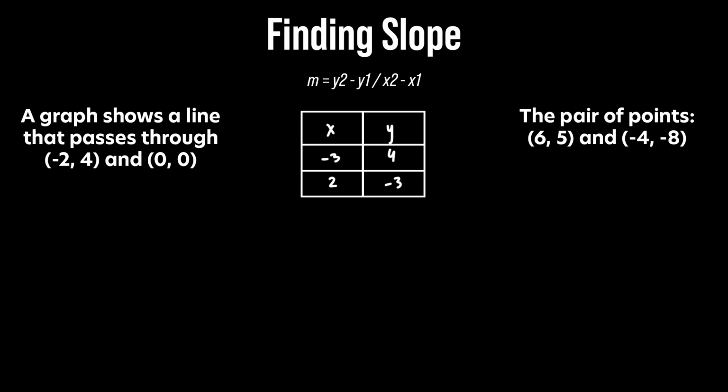Today we're going to learn about finding slope. M is equal to y2 minus y1 over, or divided by, x2 minus x1. What does M mean? M denotes the slope.